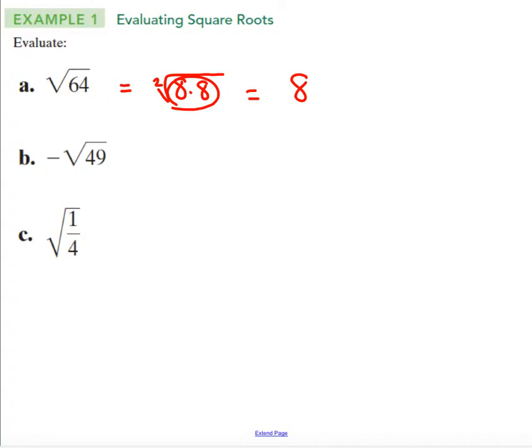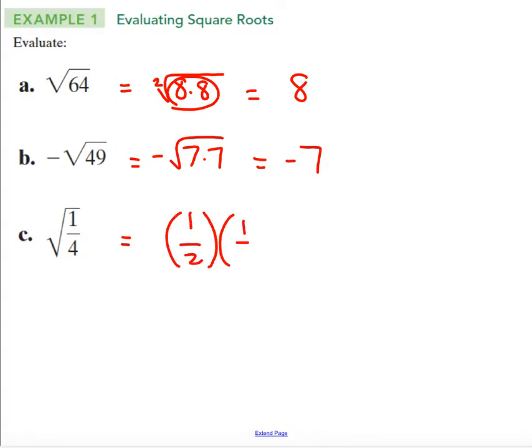All right, part B, negative square root of 49. 49 can be written as 7 times 7 with a negative out in front, so we get negative 7 as a solution. Square root of 1/4. You can rewrite that as 1/2 times 1/2. Now we have our pair, so the square root of 1/4 is 1/2.